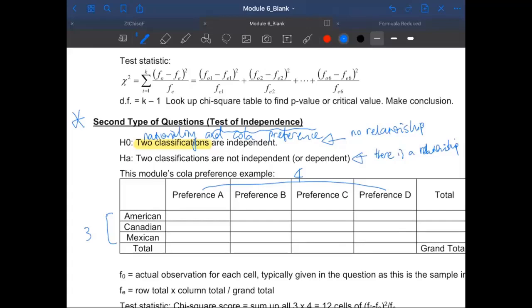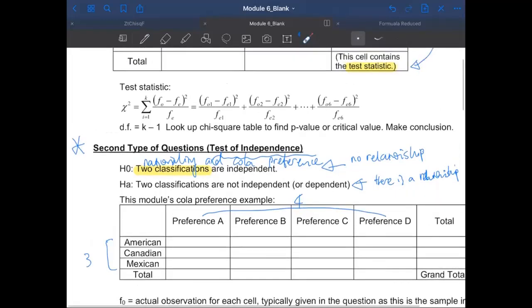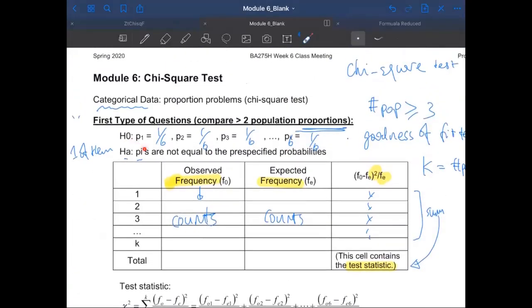Okay, no relationship means the two classifications are independent. If we are trying to say there's a relationship, that means they are probably dependent, right? Dependent, right? Okay, you can use this to go back to our die example here as well.